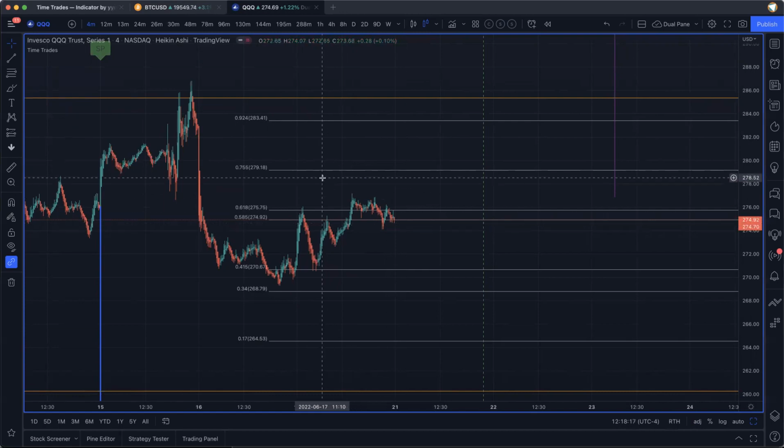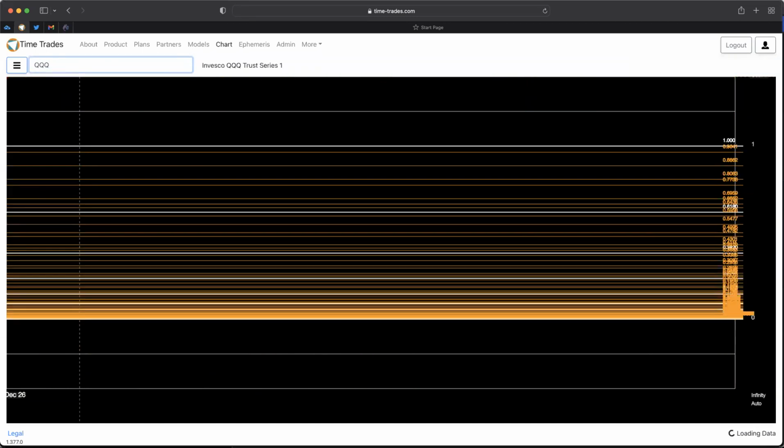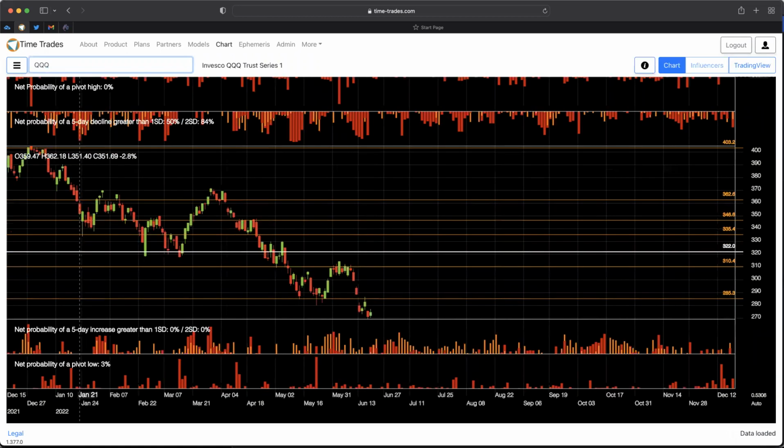Okay, so let's go over to the Time Trades web app and take a look at what it's telling us for what could come next this week. So here we are. We'll go back and take a look at the Qs. Big move down over the last 2 weeks, really, from June 6th to last Friday. The Time Trades forecast are calling for a gap in this down pressure combined with a few days of up pressure here. But it looks like more of a relief within the broader bear trend than anything else.